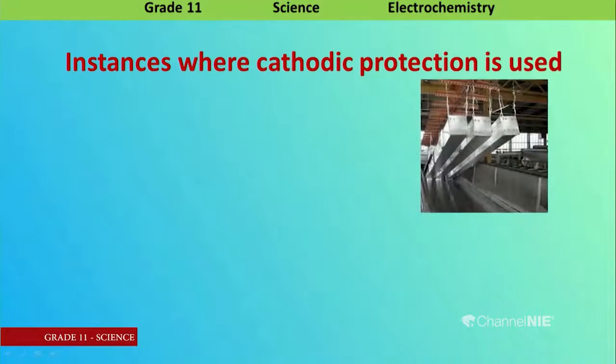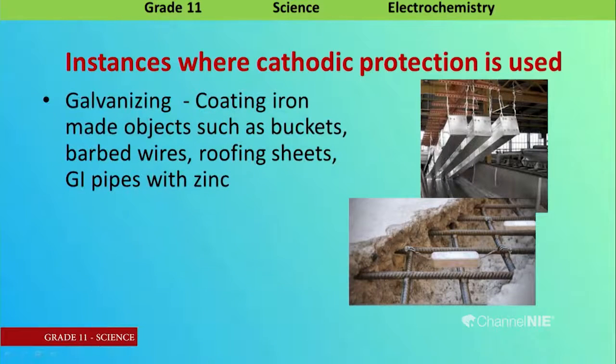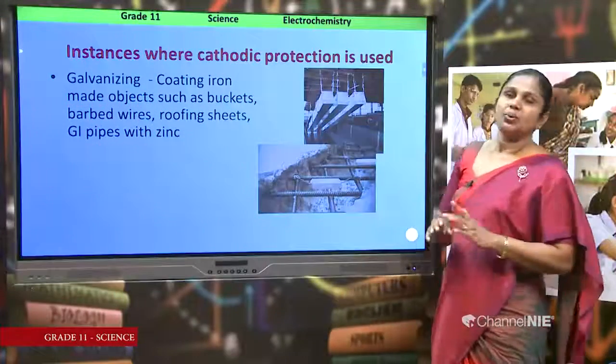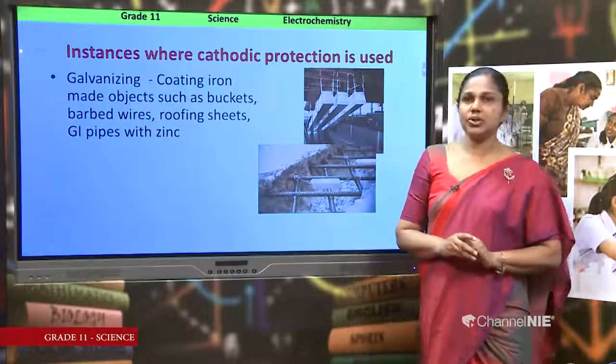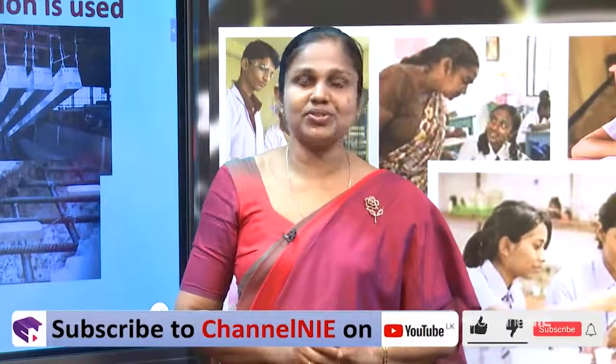Here these are the instances where cathodic protection is used. What are the instances? Galvanizing: coating iron-made objects such as buckets, barbed wires, roofing sheets, and GI pipes with zinc. This is called galvanizing. Okay, with that we have come to the end of the lesson today, children. I hope that you all got a very good understanding of the lesson on electrochemistry.